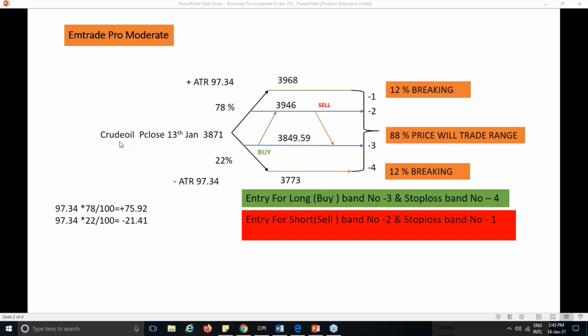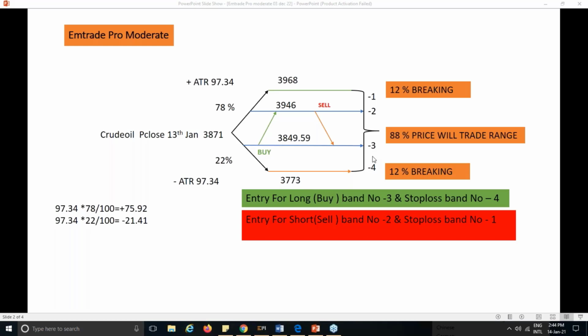Here the previous close for crude oil is 3,871. My one ATR plus is 3,968, so that is the maximum crude oil can reach on the upper level. That's the first band, second band, third band, fourth band, which will already appear on the screen. There is a 12% chance to break the level of 3,968, and a 12% chance to break the downside level of 3,773. 88% of the time your price trades between the second and third band.